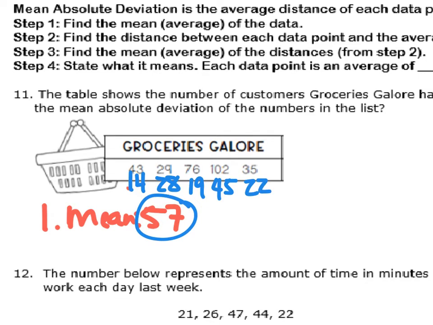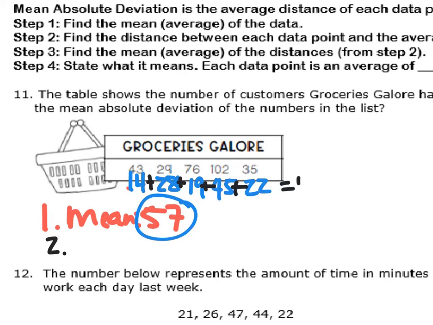So remember that these are all positive. Whether you get a positive or negative in your calculator, you're just going to write the absolute value of it, so they're all going to be positive. So step number 3 is going to be to add these all up, all of my new numbers, and then divide them by however many numbers I have. So 14 plus 28 plus 19 plus 45 plus 22.